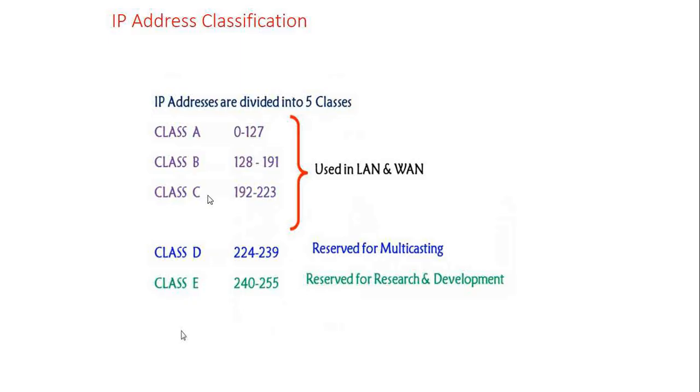Class D is reserved for multicasting. I'll discuss in detail what multicasting is and where we are using it, so don't worry about that. For now, just remember that we are using only class A, class B, and class C IP addresses for logical assignment to devices. Class E is not used on the internet, but it is reserved for research and development and government DRDO purposes. This is not used by any organization or users. This is totally reserved for research purposes.